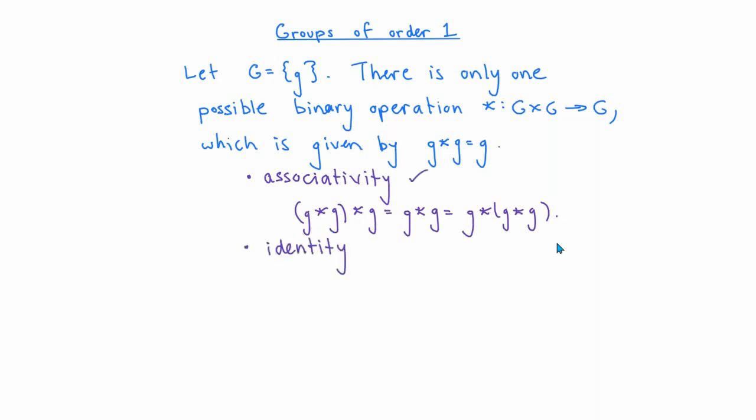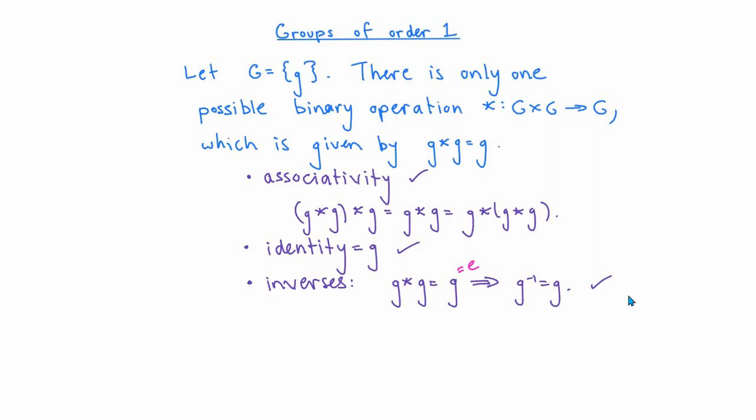How about the existence of the identity? Well, there's only one possible choice for the identity element, and since when I star that element with any other element of the group, I just get back that element, it does indeed play the role of an identity element. And how about inverses? Well, again, there's not a lot to check here. Since G is the only element of the group and G star G is equal to the identity, it means that G inverse is equal to G. So G is its own inverse and we're done.